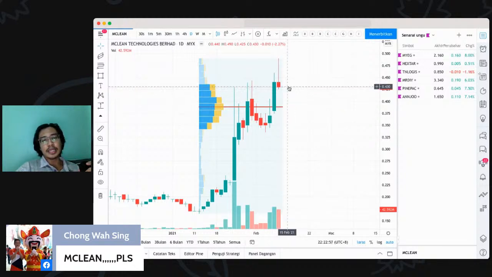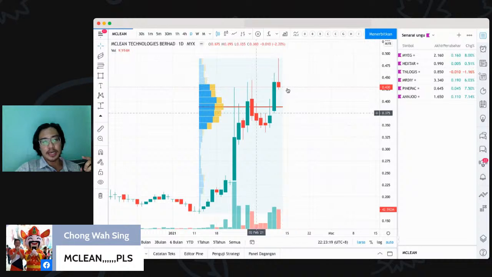Just make sure that the next day the price does not trade lower than this level, and the selling momentum is not strong. If the selling momentum is not strong and the price trades higher than this level, you can still consider to hold. Okay, so that's my suggestion lah. But this is already a shooting star.